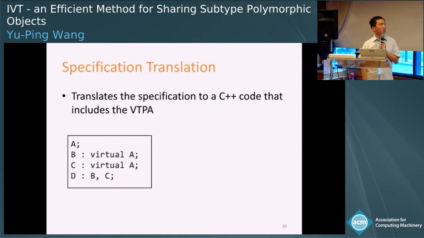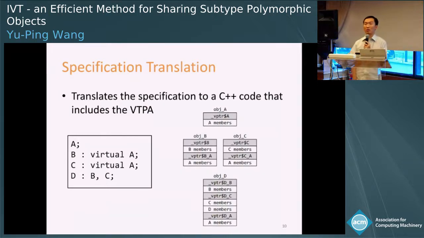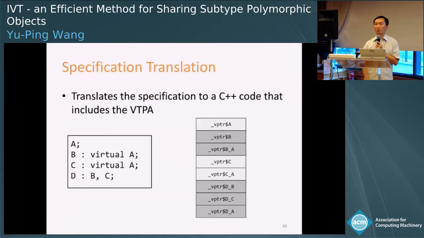Here is a simple example. We have four classes. Class B virtually inherits class A, and so does class C, and class D inherits class B and class C. In this situation, we can see that the objects of these classes will look like this in memory. So the generated VTPA will look like this. It will contain all 8 VPTRs. As a result, we actually map each VPTR into an index.